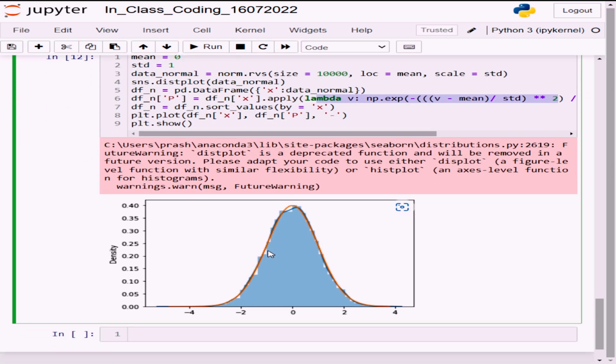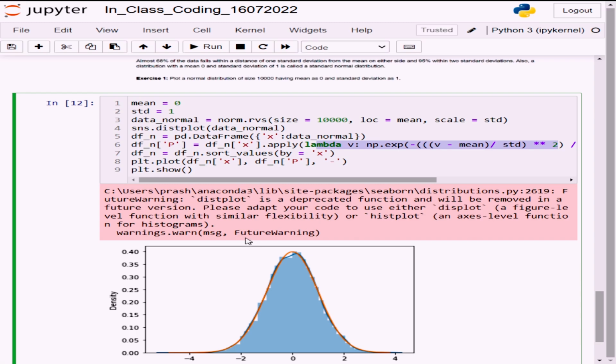Sir, the df underscore n function, I do not understand. That's a name given, just to identify that it's a data frame of the normal distribution. It's a name I have given. You can even give any name, your name, my name, anything will work. Okay?